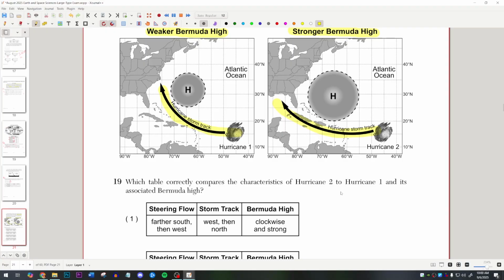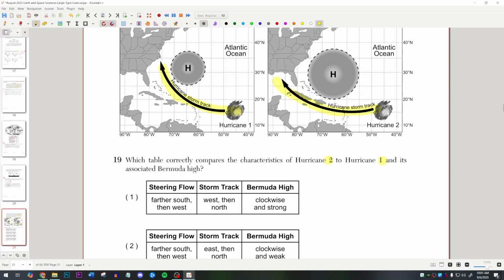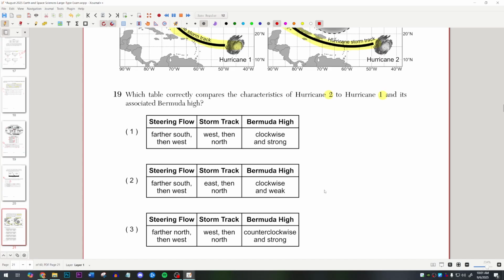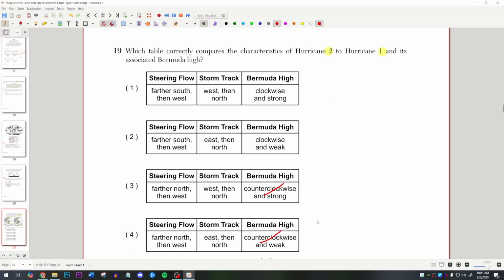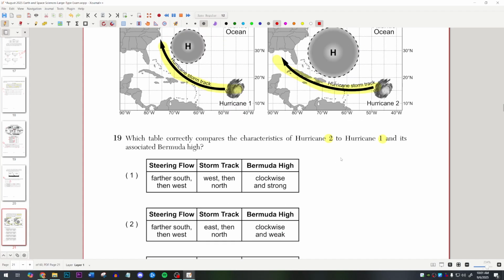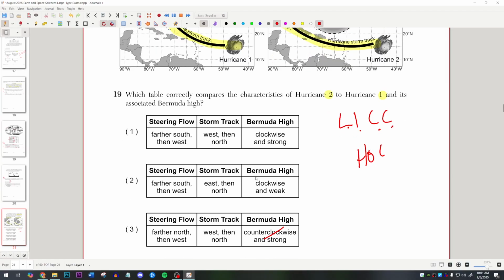So, which correctly compares the characteristics of 2 to 1 and its associated high? Okay. So we know something. If it's a high pressure, it's going to be outwards and clockwise. So definitely clockwise. So we're going to get rid of the counterclockwise. That would be a low pressure. And the way you remember this is LICC is low, inwards, counterclockwise, and then HOC is high, outwards, and clockwise. So now we're between 1 and 2.